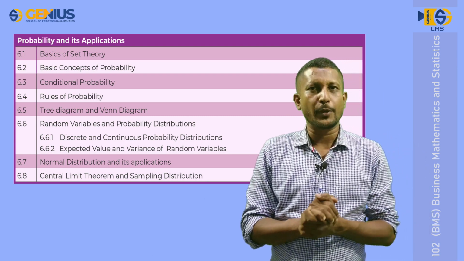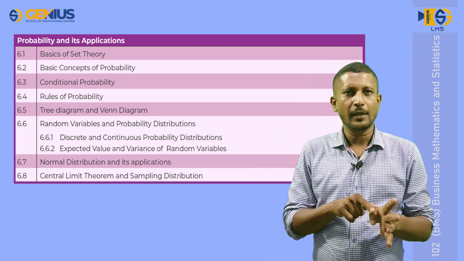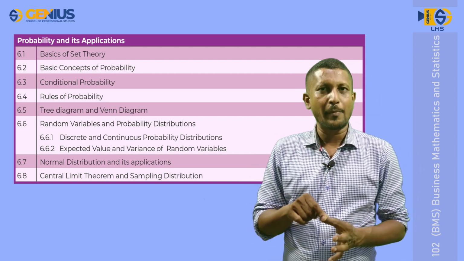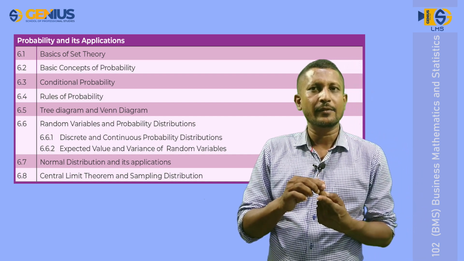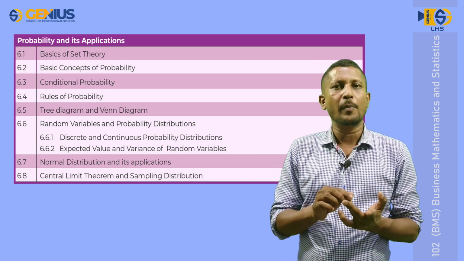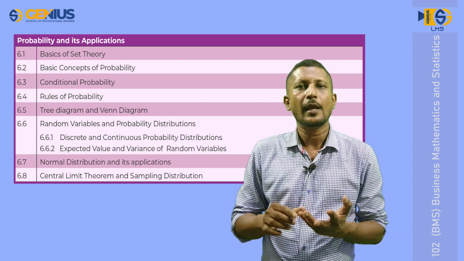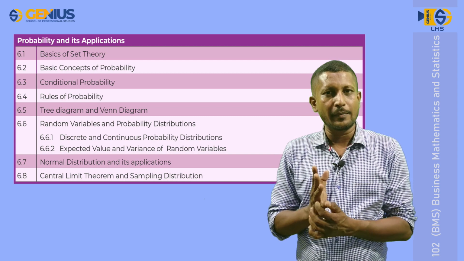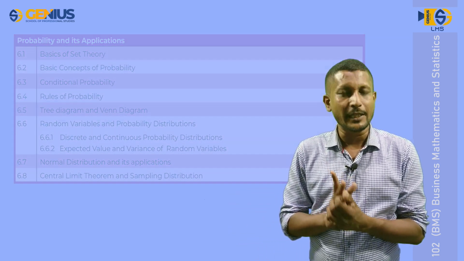At the end of each topic, you should be able to describe concepts and laws of probability, calculate simple and conditional probabilities using the formula, tree diagram and Venn diagrams and interpret them, calculate expected value and variance for discrete probability distribution, explain normal distribution and calculate the probability of the standard normal distribution, apply normal probability distribution, identify central limit theorem, and finally calculate the probabilities with central limit theorem.